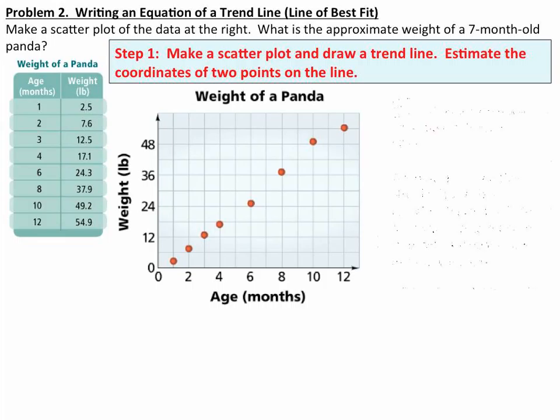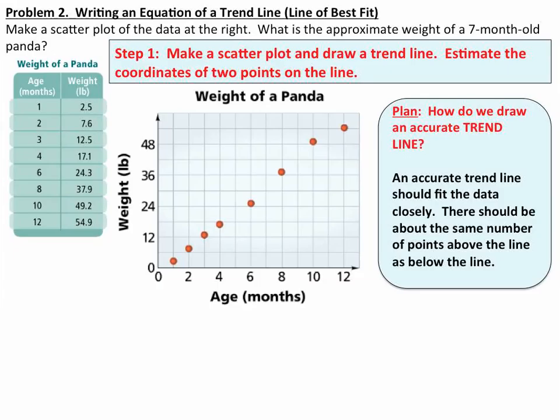Now, when I go to make my trend line, how do I draw a trend line? Well, an accurate trend line should fit the data closely. There should be about the same number of points above and below the line. Again, you might hit some points, you might not hit any points, but it should be close to most of the points. It should just fit through the data. And it's a line, so do not try to bend it to hit the points.